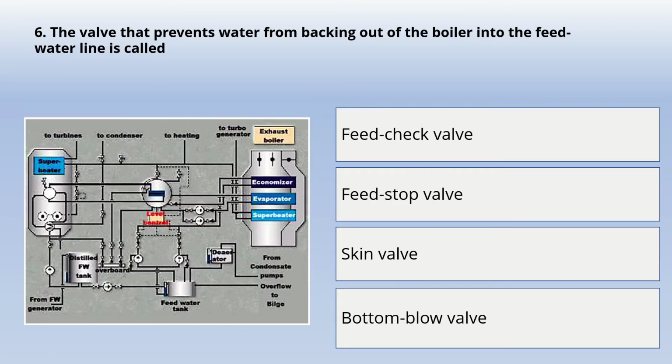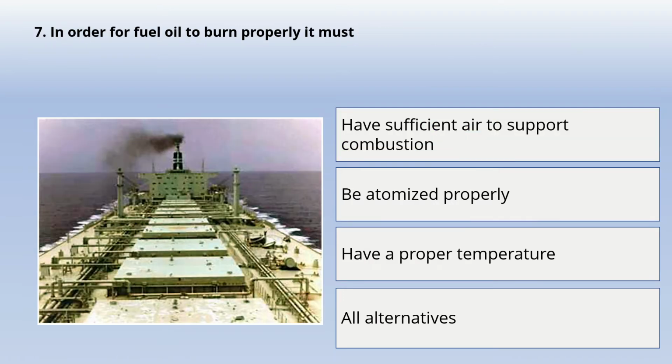Our next question is, the valve that prevents water from backing out of the boiler into the feed water line is called, and the options are feed check valve, feed stop valve, skin valve, bottom blow valve. And the correct option for this question is feed check valve. Our next question is, in order for fuel oil to burn properly, it must, and the options are have sufficient air to support combustion, be atomized properly, have a proper temperature, all alternatives. And the correct option for this question is all alternatives, in that all the other three options are correct.